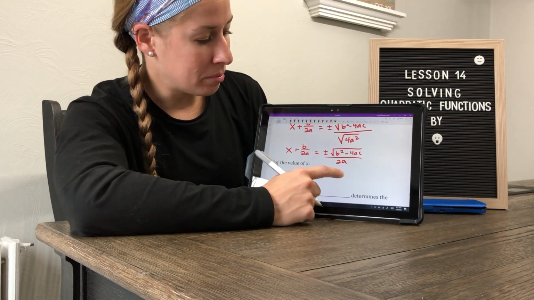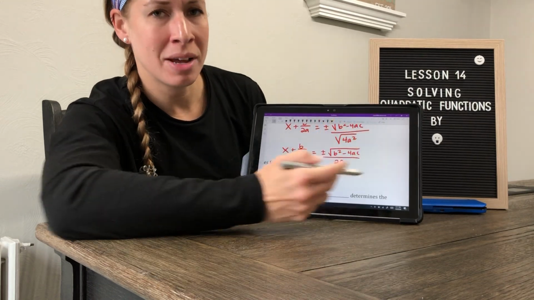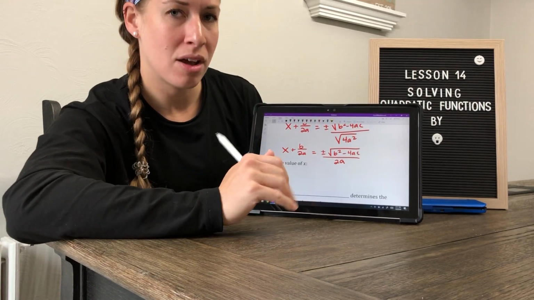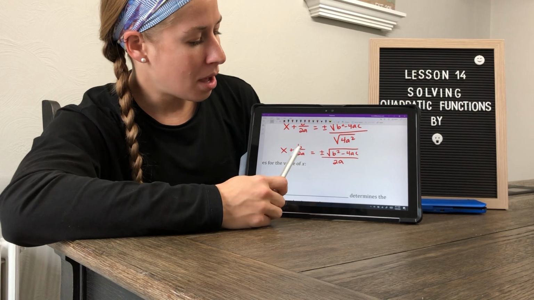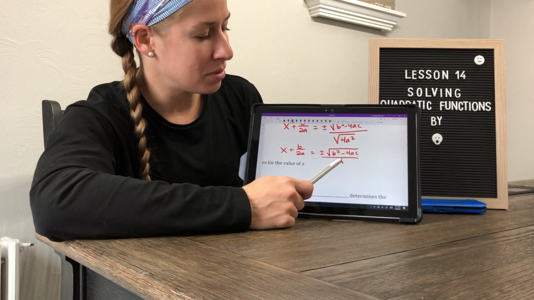Okay, I'm running out of room, but that's okay. And I'm not filling out my steps, but that's okay. I'll do that later too so you can see it. So our radical is simplified.